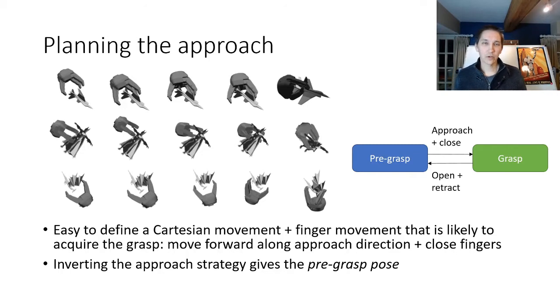So how do we plan the approach motion? Well, it's fairly easy to define some Cartesian movement that moves from a far off configuration towards the grasp and then closes the fingers. Now, inverting that will then give you what's known as the pre-grasp pose. So essentially, starting from the grasping configuration, you open your fingers and pull back a bit.